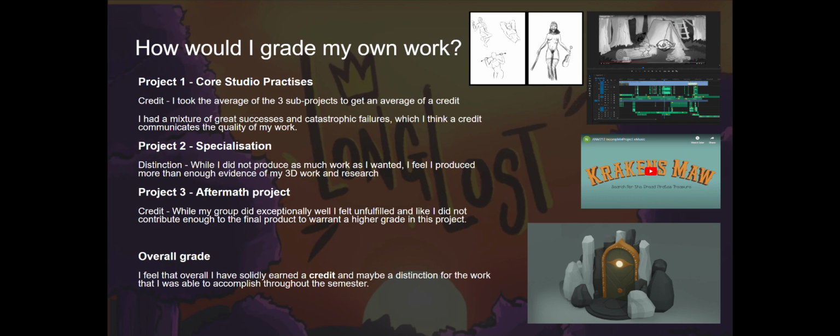I think that while the overall project probably deserves a higher grade, I probably only deserve a credit for it because I didn't really contribute as much as I wanted to. Overall, I think that I should be able to earn at least a solid credit and maybe a distinction for the work that I was able to accomplish throughout the trimester.